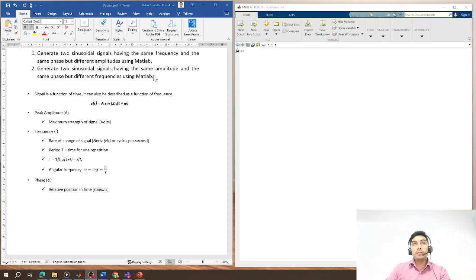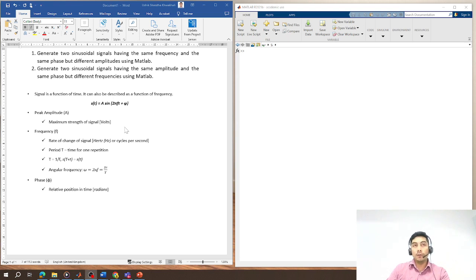Before we do the Matlab simulation to generate the signals, let's first try to understand the mathematical representation of a sine wave. A signal or a sine wave that is a function of time can be represented mathematically as shown in this equation. A signal s(t) is represented as A sin(2 pi f t + phi), where A is the peak amplitude or the maximum strength of the signal, and the peak amplitude is represented in volts.